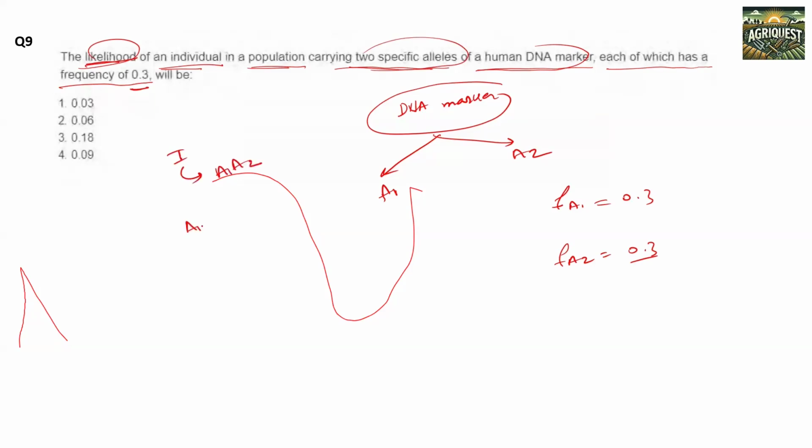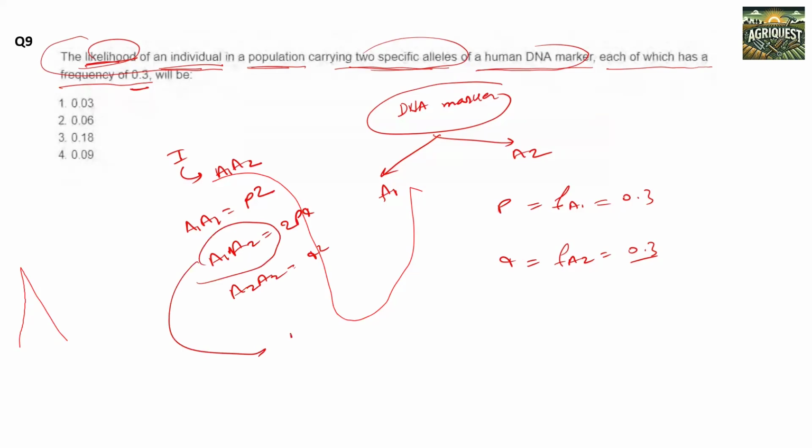We know that for A1 the formula is p squared. For A1A2 it is 2pq, where this is p and this is q. And A2 is q squared. So they want to know the probability of an individual of this type. So the probability of the A1A2 genotype will be 2pq, meaning 2 into 0.3 into 0.3, which is 2 into 0.09, so 0.18. So the correct answer is the third option.